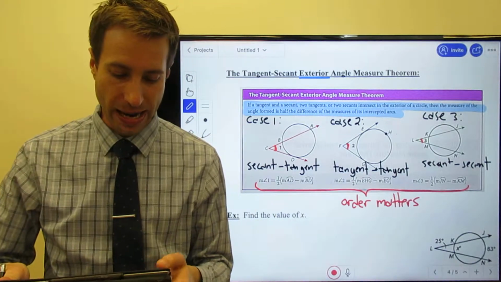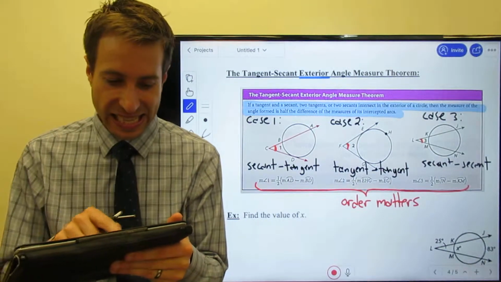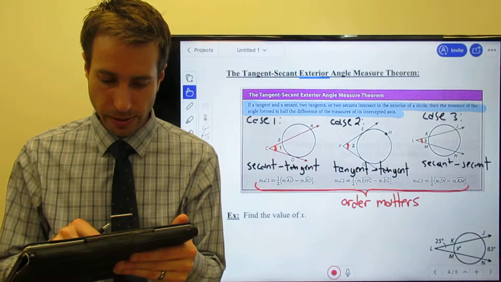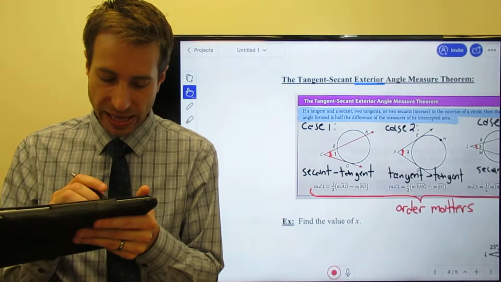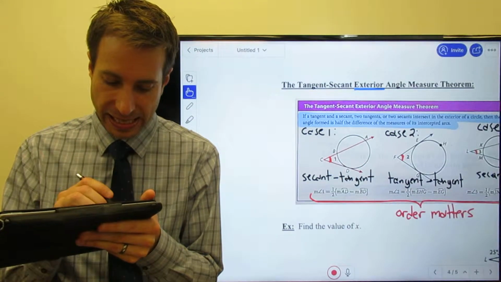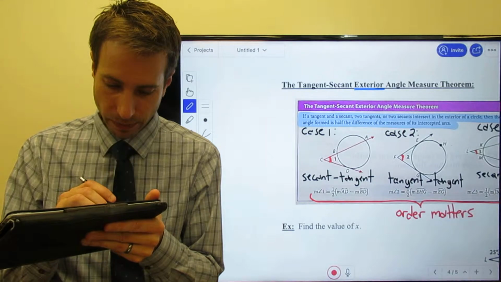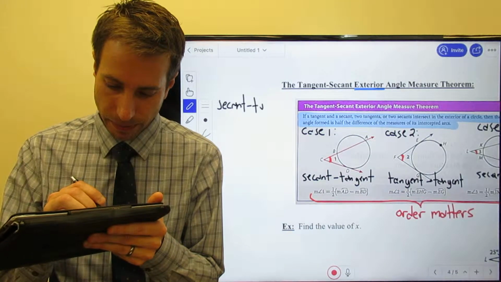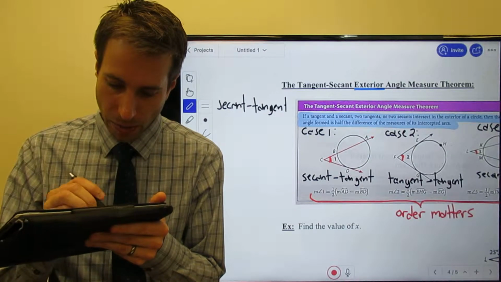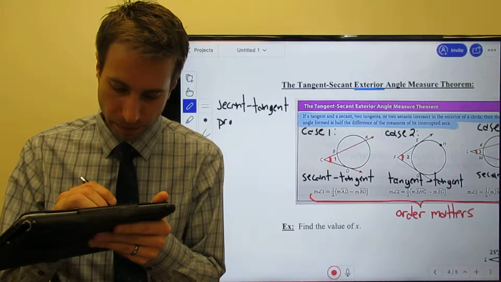One other thing I want to point out to you here. Please notice, in the last section, we had the secant tangent product theorem.